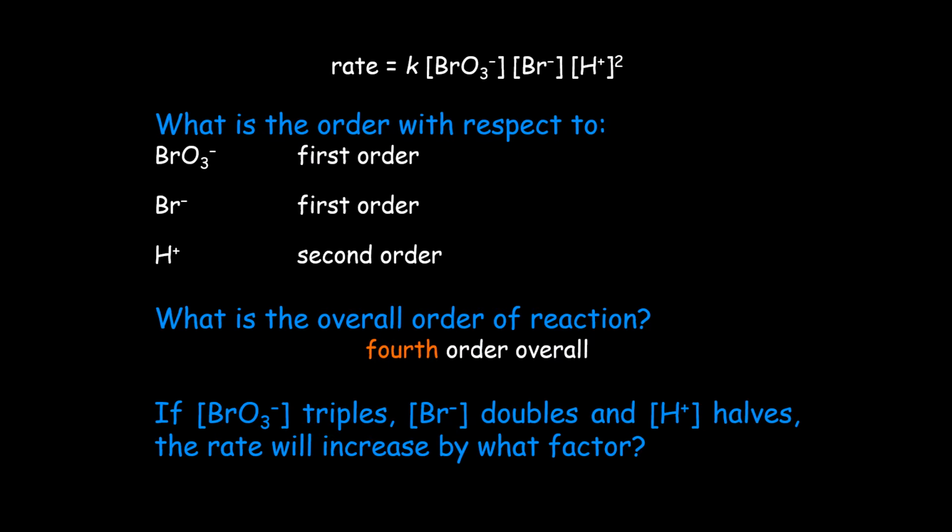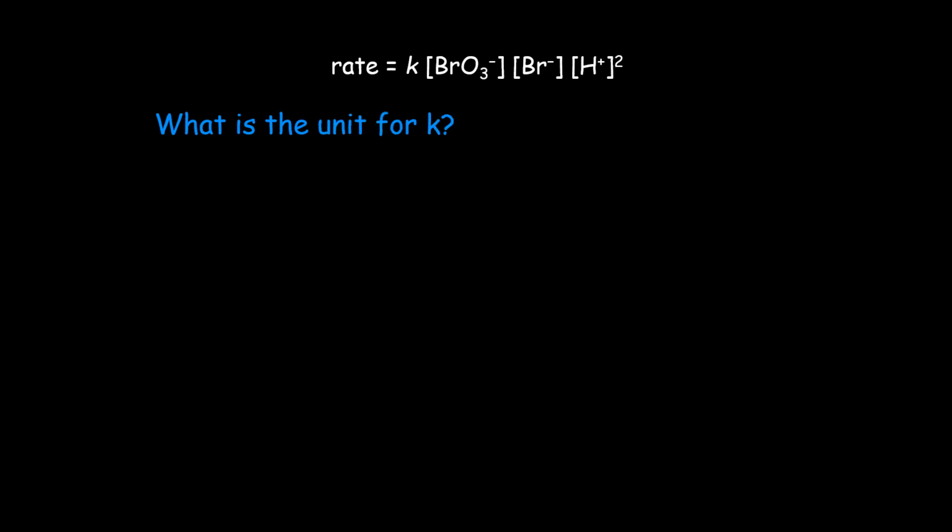So it's going to be 3 to the power of 1 times 2 to the power of 1 times 0.5 to the power of 2. And that equals 1.5 times the rate. So you may want to pause the video until you've rearranged that and worked it all out. And it works out to be that.